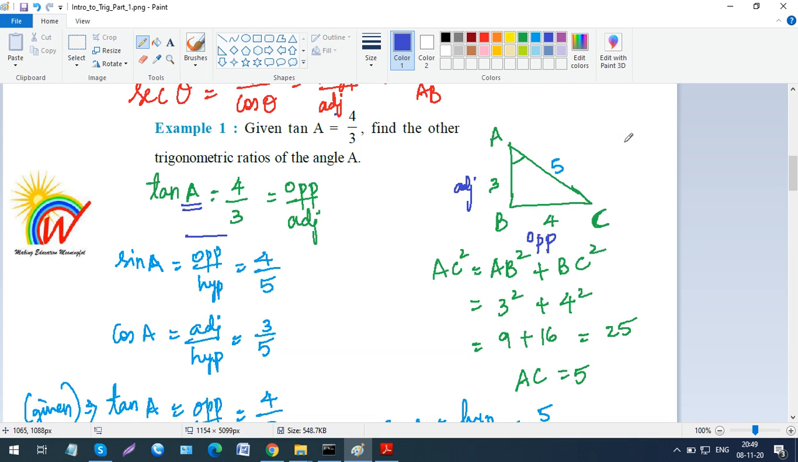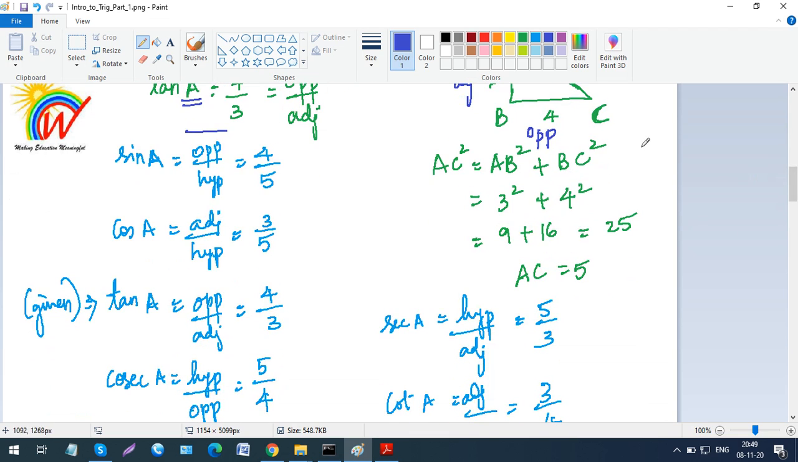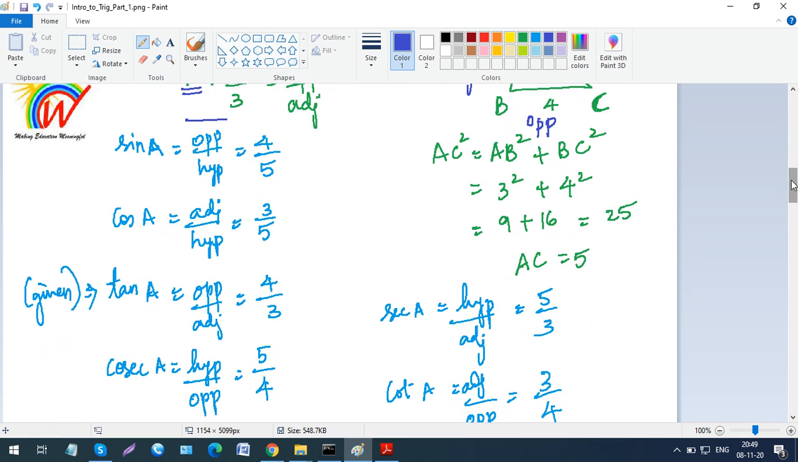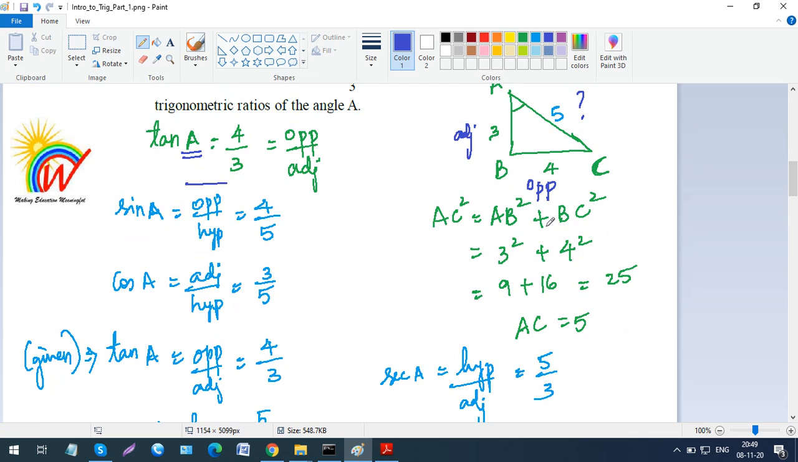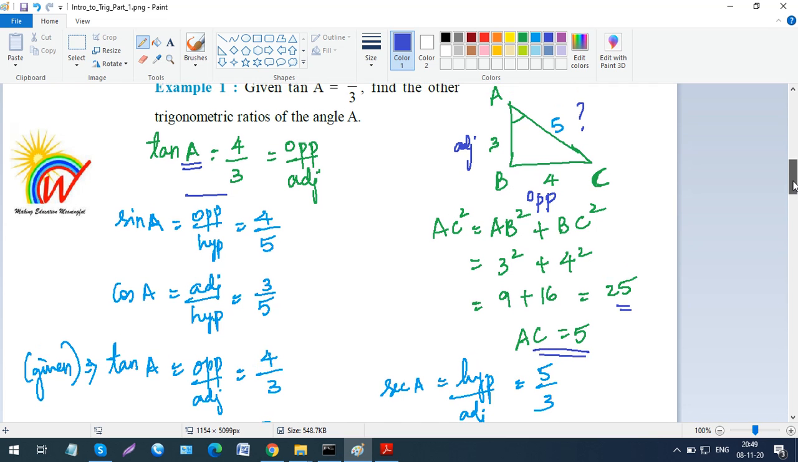Now I need to find AC. So that could be done using the Pythagoras theorem, right? So AC square equals AB square plus BC square. This is the Pythagorean theorem. We have been learning this for the past 3 or 4 years, so you must be thorough with this by now. So AB is 3 square plus BC is 4 square, which gives 9 plus 16, which is 25. So AC is 5.